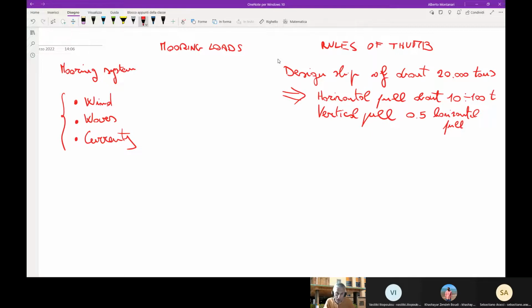But if you have a huge ship, a ship that has an important weight, the concurrency factors need to be adjusted in order to consider that in some extreme cases we may have concurrency, we may have superimposition of several different loads. Let's start then with the wind forces.